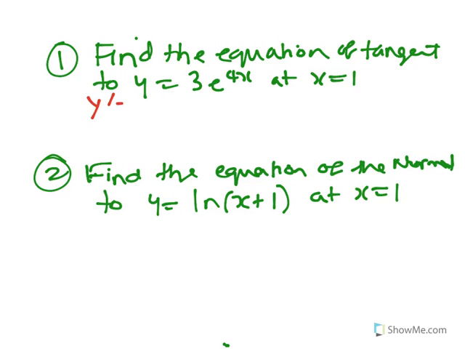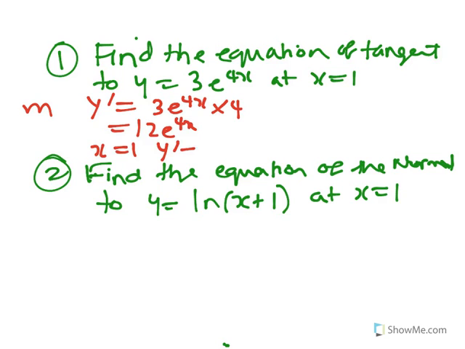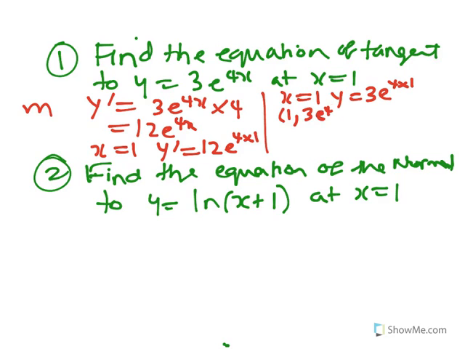Okay, so differentiate to get the gradient of the tangent first. So you get 3e to the 4x times 4, which is 12e to the 4x. When x equals 1, that means y dash is 12e to the 4, because it's 4 times 1. We need to get the y value. So x equals 1, y is 3e to the 4 times 1, which is 3e to the 4. So we have a point, which is 3e to the 4, and we have the gradient of the tangent, which is 12e to the 4.